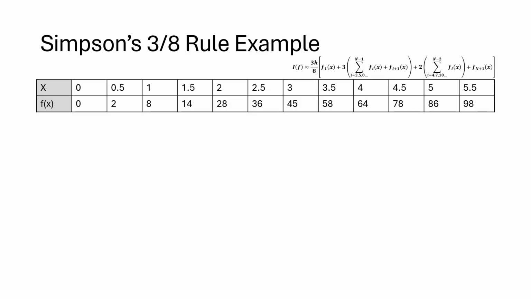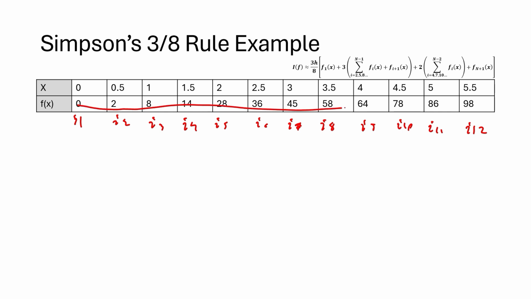Alright, now moving on to an example for Simpson's 3/8. We're just going to start by labeling our i's again. Now for this one, we are going to apply the Simpson's 3/8 rule over this interval right here, and then Simpson's 1/3 for this last one right here. So this is going to be our final point, so that's going to be our fn plus 1, and this is going to be our first.